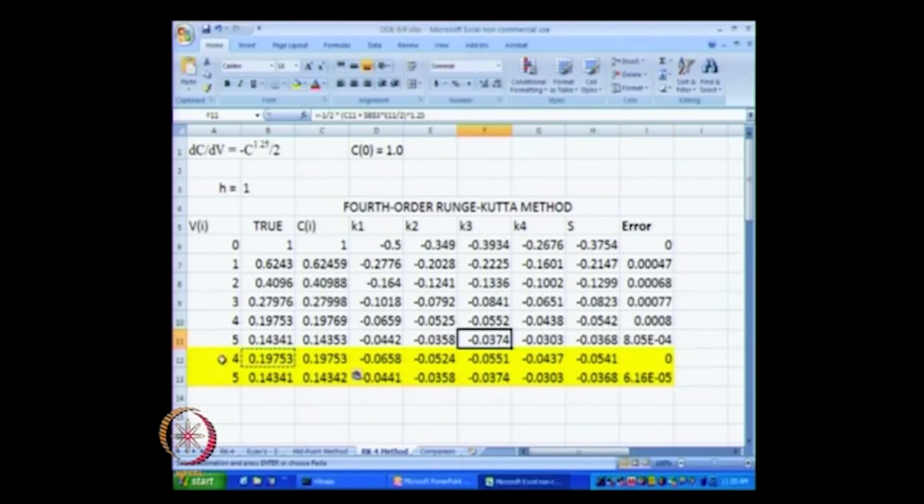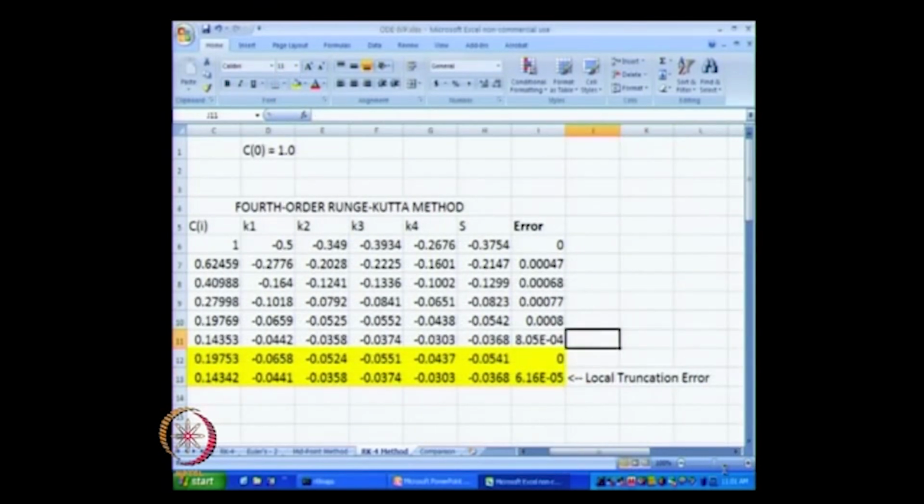However, were we to start with the exact value at V equal to 4 and then take one step to go on to V equal to 5, we will find that the error is significantly lower in this particular case. This error that we get is essentially the local truncation error, and this error that we have gotten is the global truncation error.